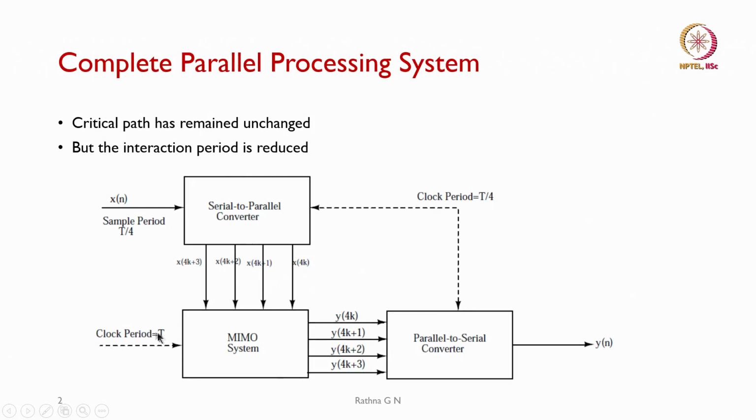And then in this case the clock period is going to be T for a multiple input and multiple output system, and all the 4 outputs will be coming out parallelly. And then we have to convert this parallel back into serial. So, how can we incorporate that? In this way the clock period is going to be T by 4 and we will convert this parallel back into serial, which will be coming out from the circuit as y of n in serial mode.